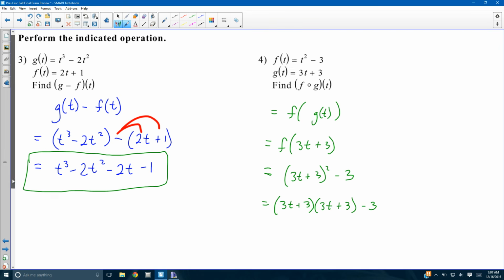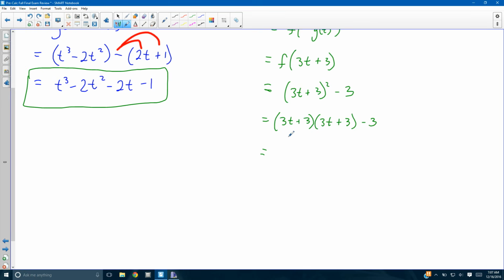If I distribute, I'll get 9t squared plus 9t plus 9t, that's plus 18t, plus 3 times 3 is 9. There's a lot of 3's and t's and pluses. Minus 3, which is 9t squared plus 18t plus 6.